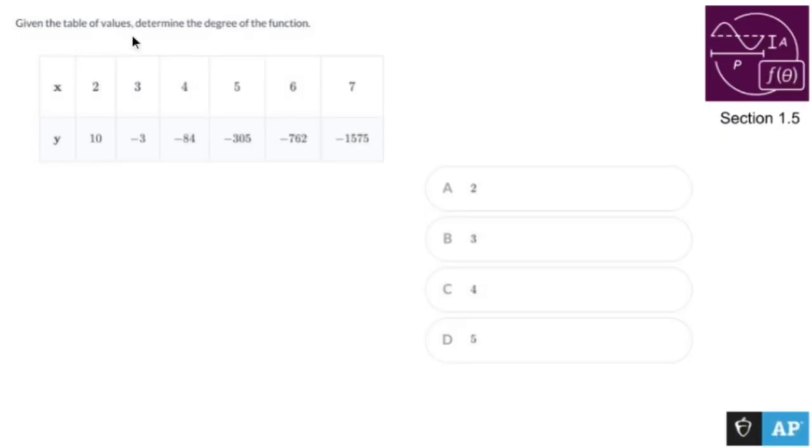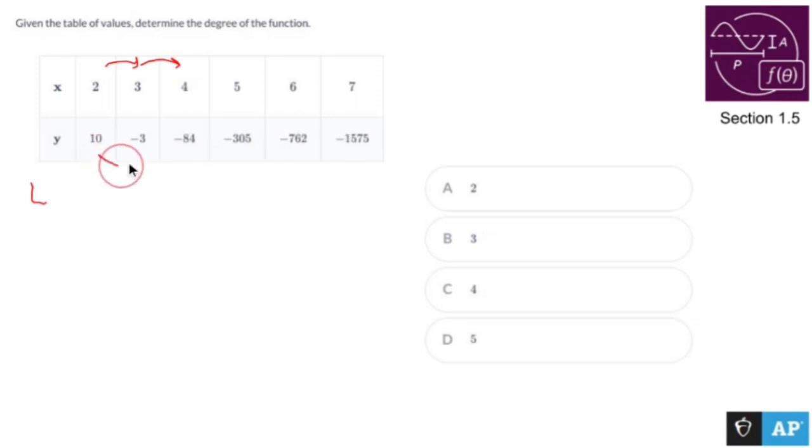Given the table of values, determine the degree of the function. We've done these before. This is the one where I make sure that these guys go up by the same number. They do consecutive equal length input value intervals. And then I have to test to see if these guys go up by the same. Doesn't look too promising at first.